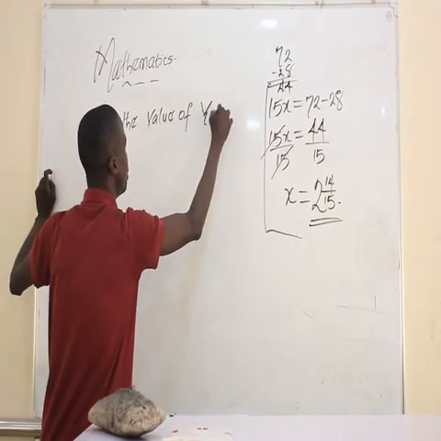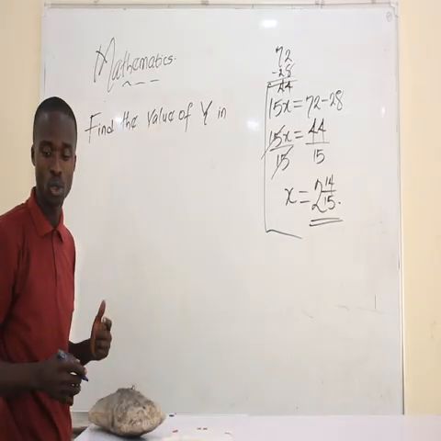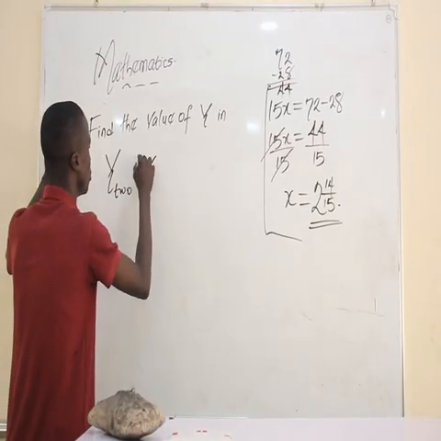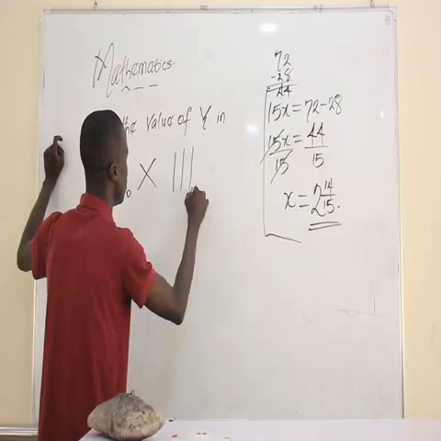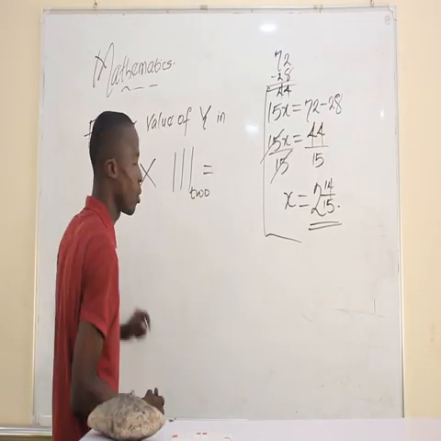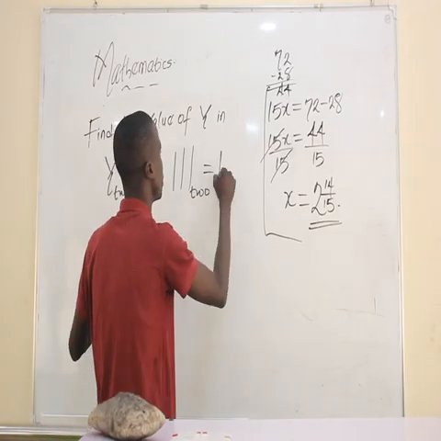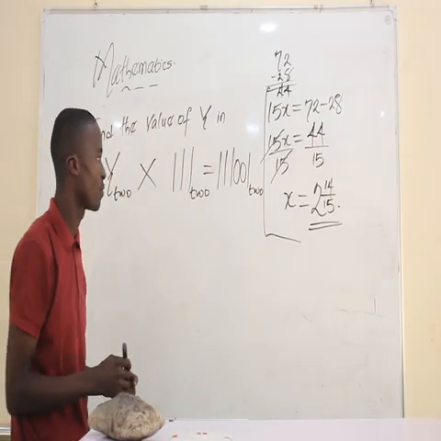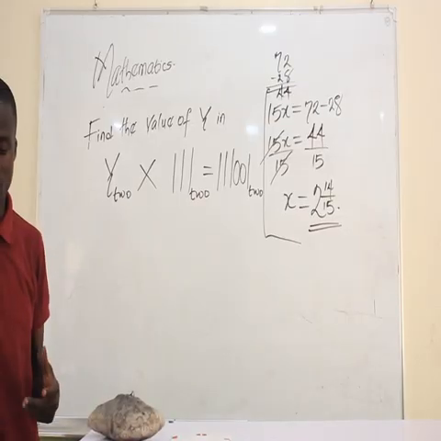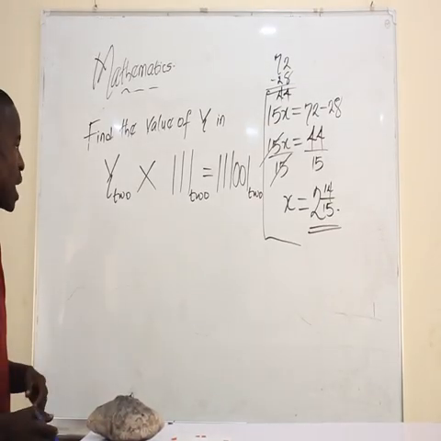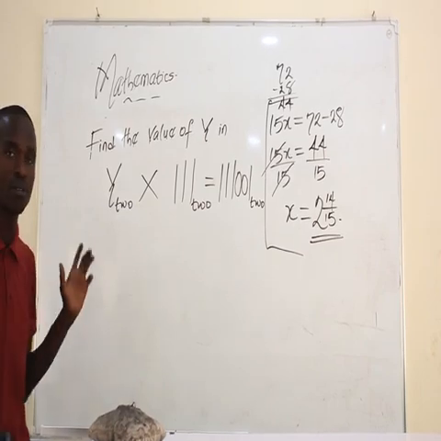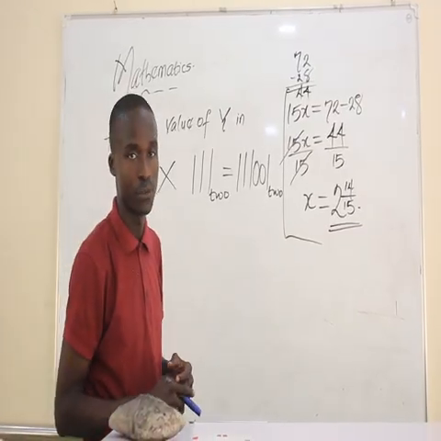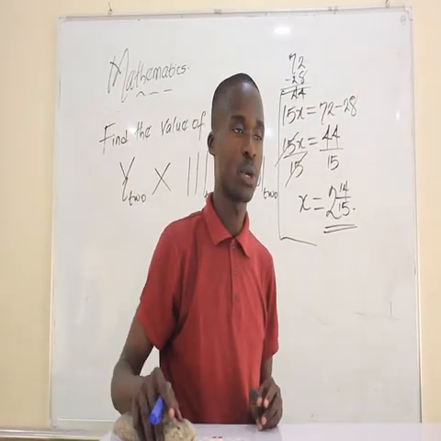You have y base 2 multiplied by 111 base 2, which is equal 11001 base 2. Now, if you have a question like this and you want to solve it to obtain the value of your y, what you have to do first is to convert everything to base 10. Convert it all to base 10. If you're able to convert it to base 10, then you can now solve.